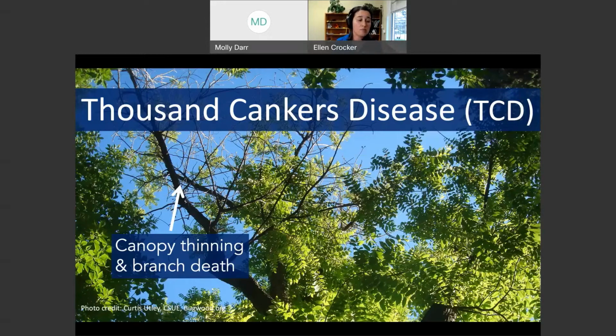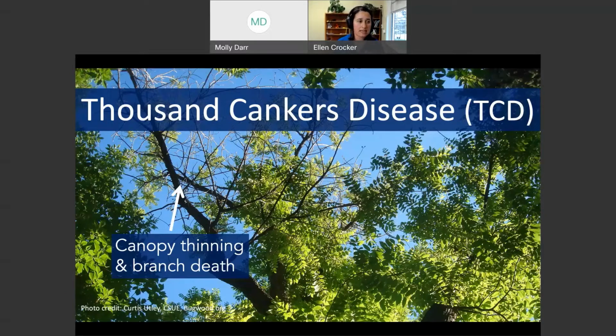But when they have encountered black walnut, either because people have planted black walnut outside of its native range, or because humans have accidentally moved the fungus and its vector into the range of black walnut, they've caused more damage. And what you might first notice with this is not the cankers, despite the name thousand cankers disease, but the yellowing of the leaves, the canopy thinning, and branch death. And again, these are general symptoms that you might observe for any number of reasons. Lots of things can cause that.